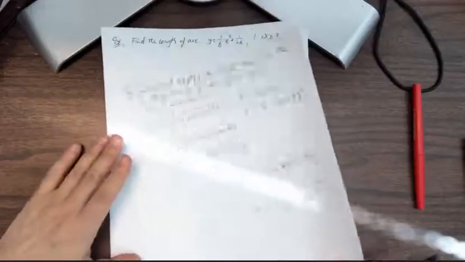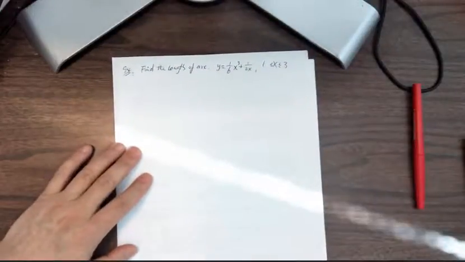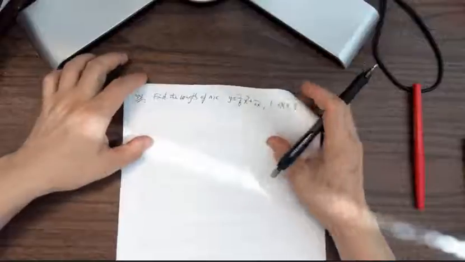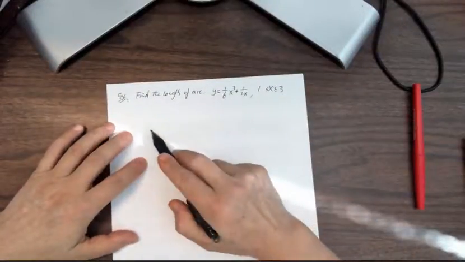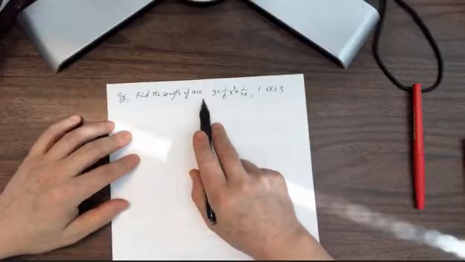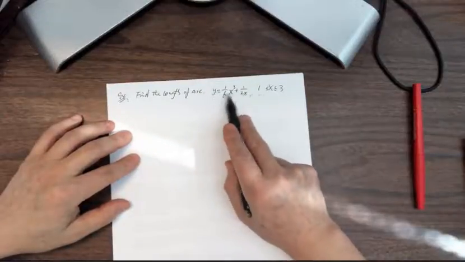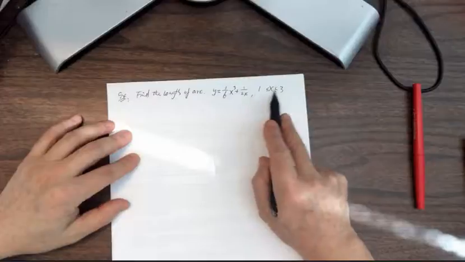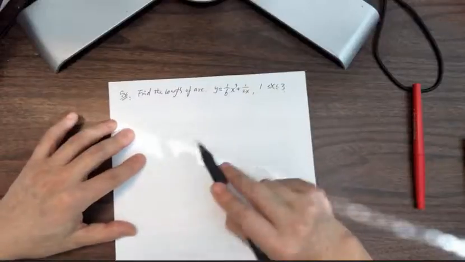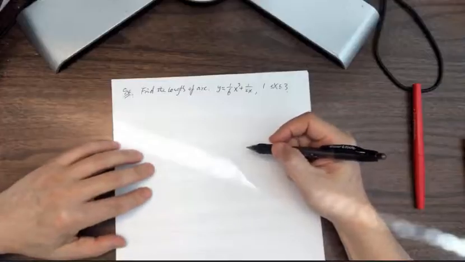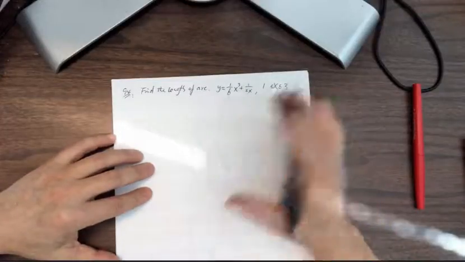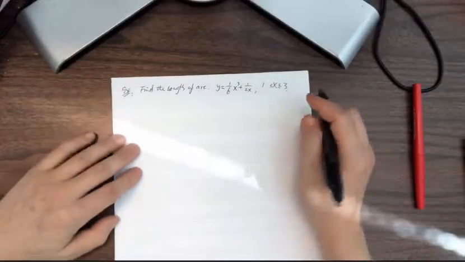Now let's see another example. This time we're supposed to find the length of the arc of the function for x between 1 and 3. So it's not just to set up the integral. We're supposed to set up and evaluate, so we find the length.